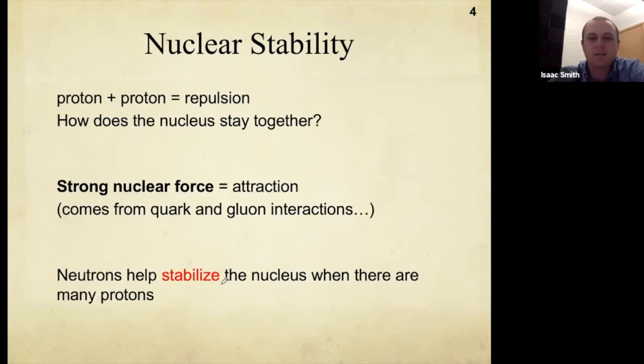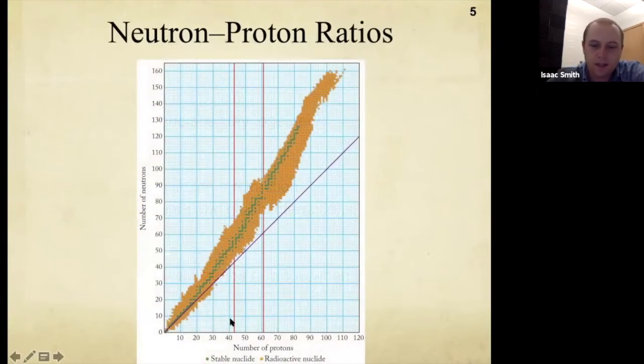So the neutrons actually help stabilize the nucleus, and there are these terms, quark and gluon interactions. We're not going to talk about that much, but basically the ratio between neutrons and protons is really what's important to help keep a stable nucleus. And if that ratio is off, then you're going to have some radioactive decay. So the green dots right here represent a stable nucleus. We have number of protons on the x-axis and number of neutrons on the y-axis.